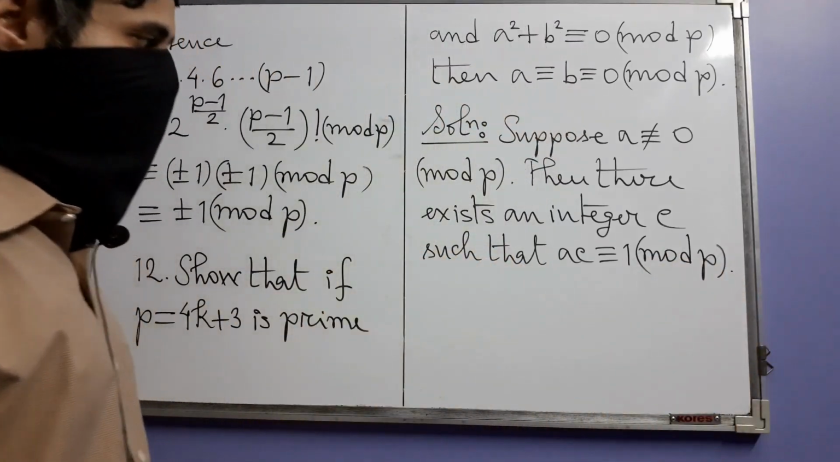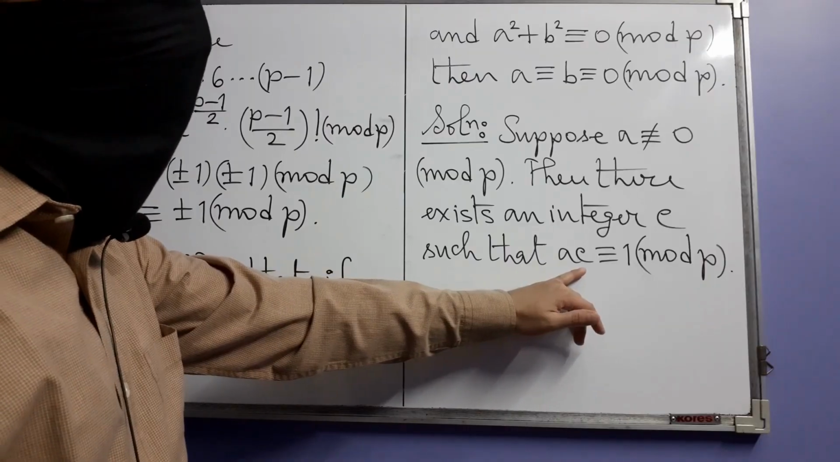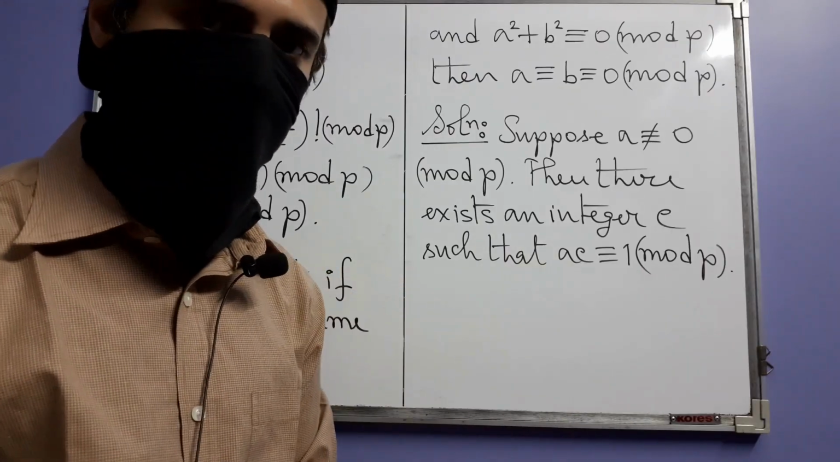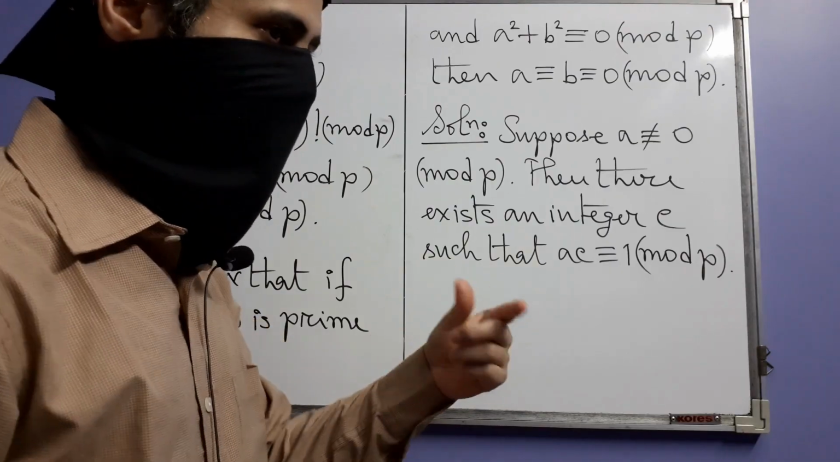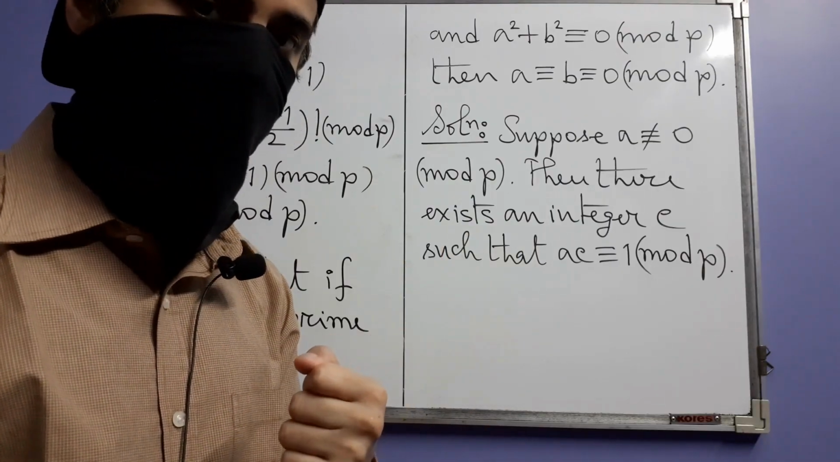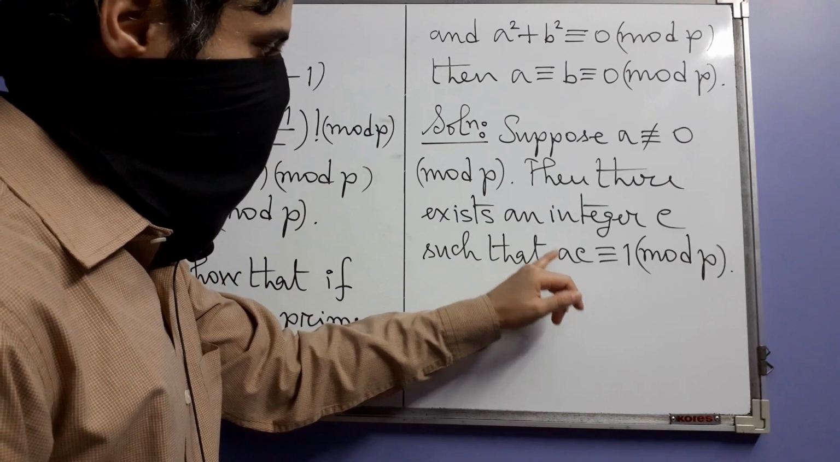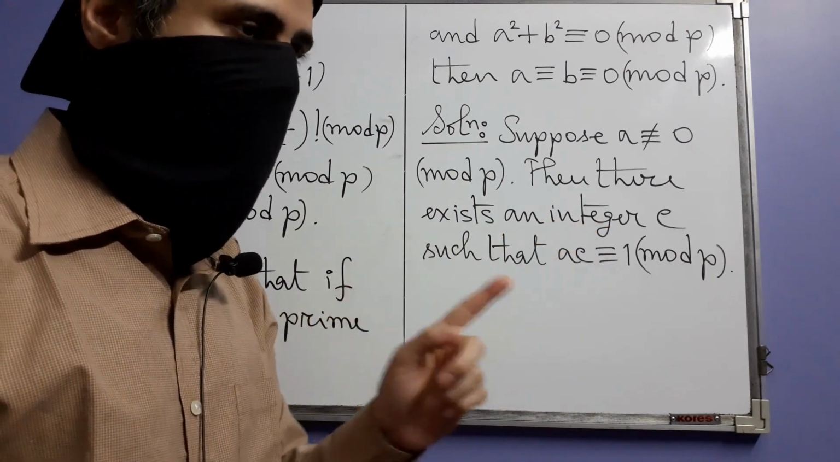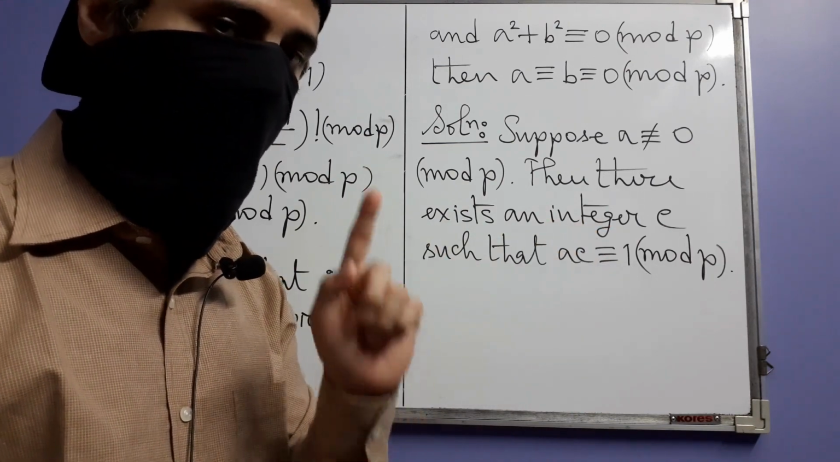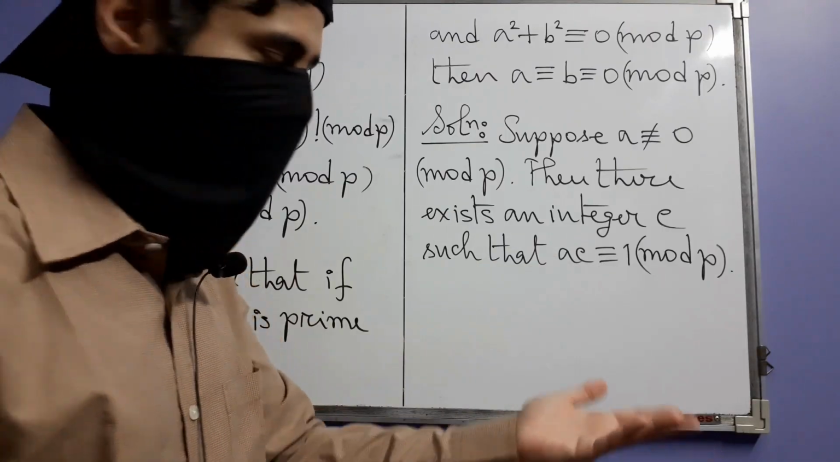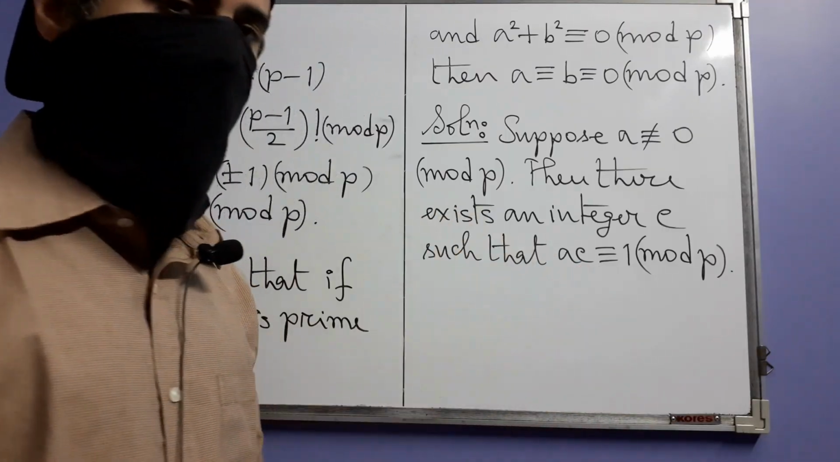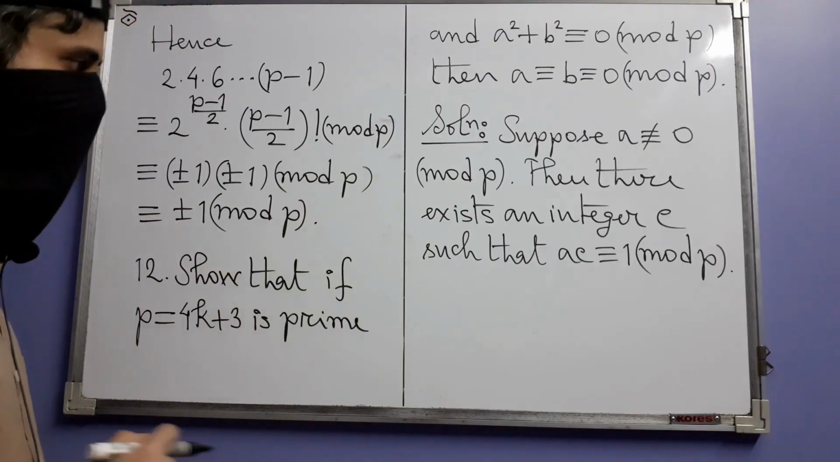The existence of this c comes from the theory of linear congruences. Because p does not divide a, this means that the GCD of a and p is 1. So the linear congruence ax congruent to 1 modulo p will have a unique solution. So unique solution modulo p, of course. So this c is one such integer. Okay, so it exists.